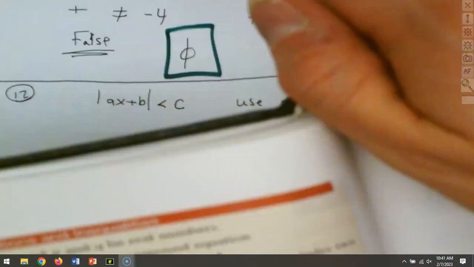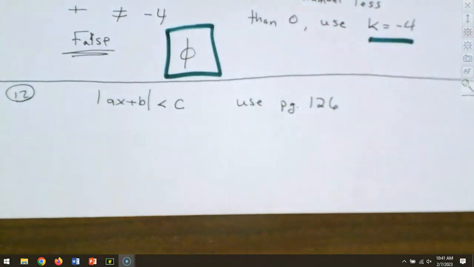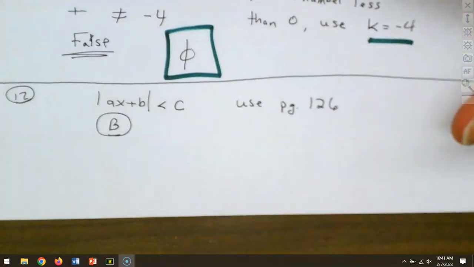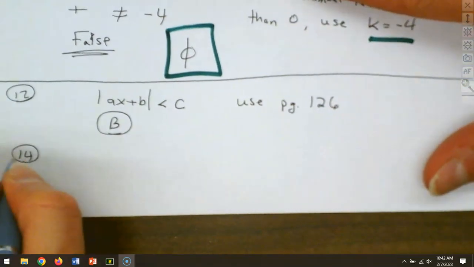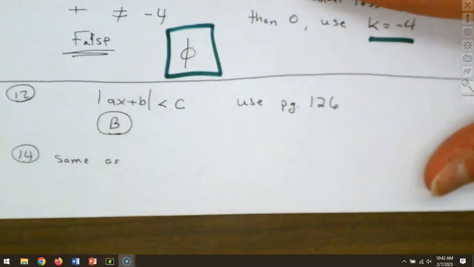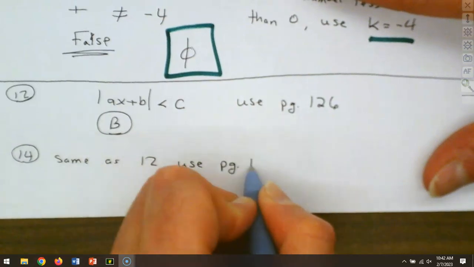14 is very, very similar. It's just that it's flipped around. So the answer for 12 is going to be B. And you'll use that table on page 126. You'll also use it for 14. So 14 is the same as 12, and you want to use page 126.